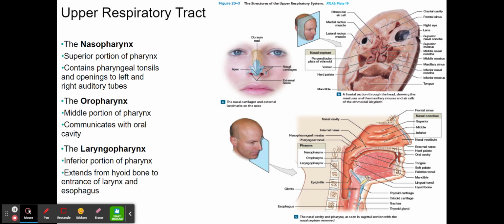It includes that portion of the pharynx between the hyoid bone and the entrance to the larynx and esophagus. Like the oropharynx, the laryngopharynx is lined with a stratified squamous epithelium that resists abrasion, chemical attack, and invasion by pathogens.